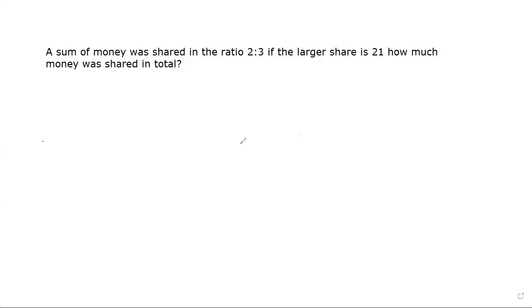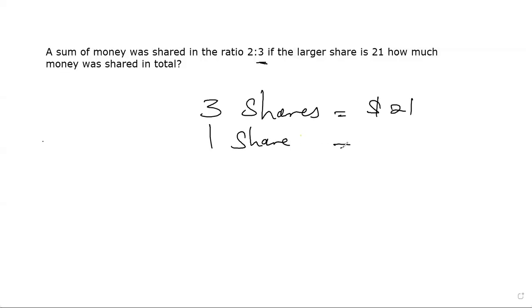All right. A sum of money was shared in the ratio 2 to 3. If the larger share is 21, that should be dollars, $21, how much money was shared in total? All right. So notice the total money shared, because we don't have that, right? So first, the larger share would be 3. So what we are saying is that 3 shares is equal to $21. So what would 1 share equal to?